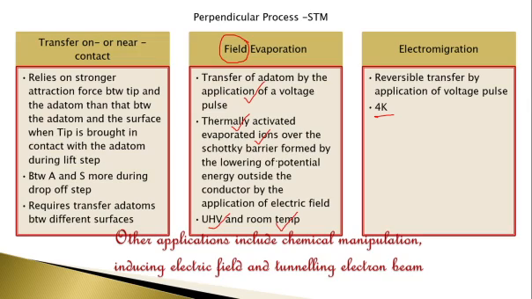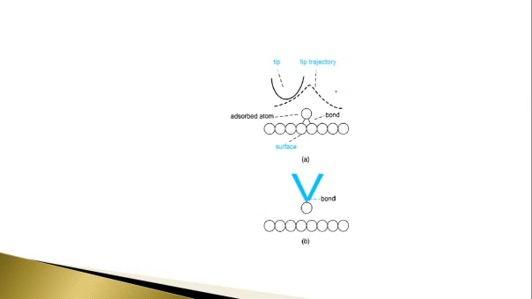And you have to keep in mind that other applications may also include chemical manipulation, including electric field as well as tunneling electron beam. So these are the three basic types of perpendicular process used in the scanning tunneling microscope. This is shown here. If the tip is closer to the add atom, then it will be attached onto the tip. If the separation is larger, it will be dropped off from the tip.